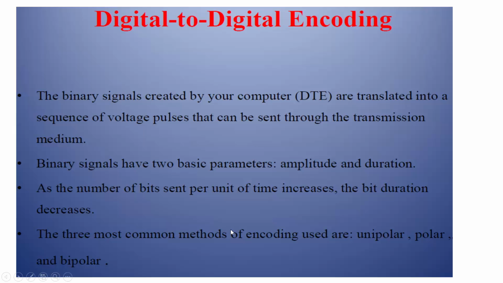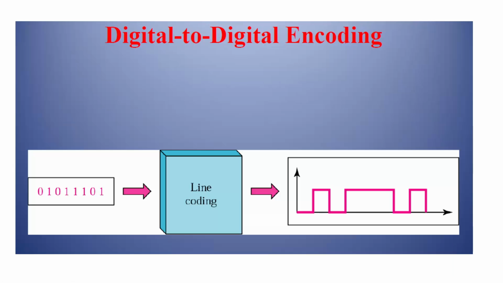So let us look at various encoding schemes. All right, so this is digital to digital encoding. The process of converting this digital bit stream into waveforms, into some kind of pulses, is known as line coding, right?